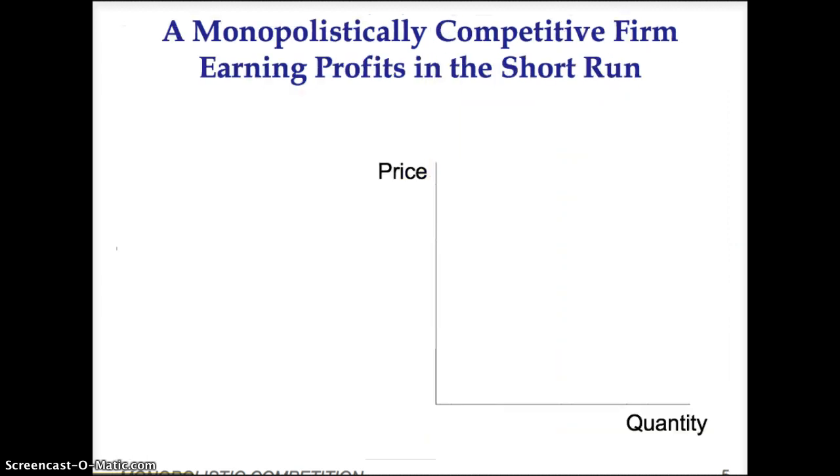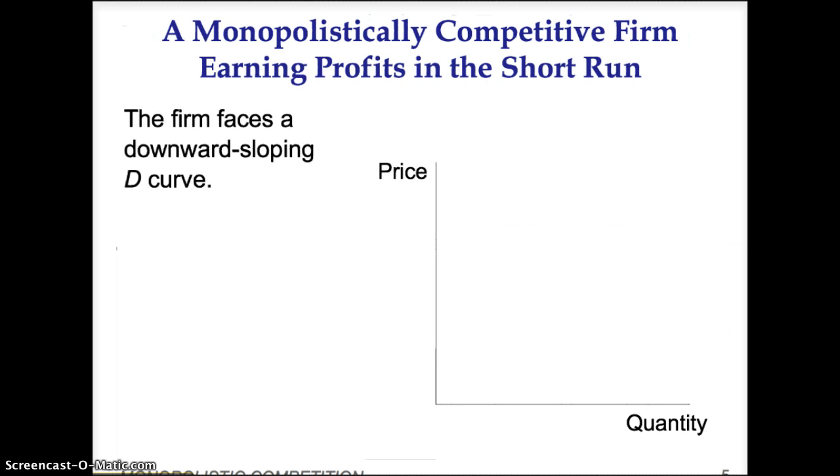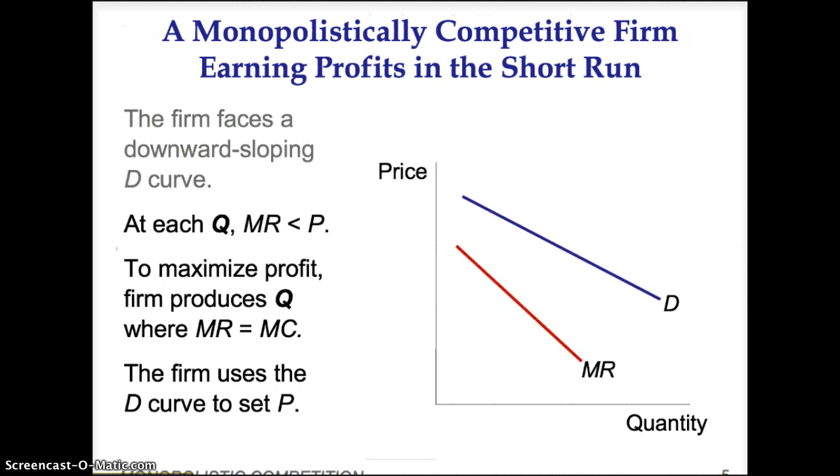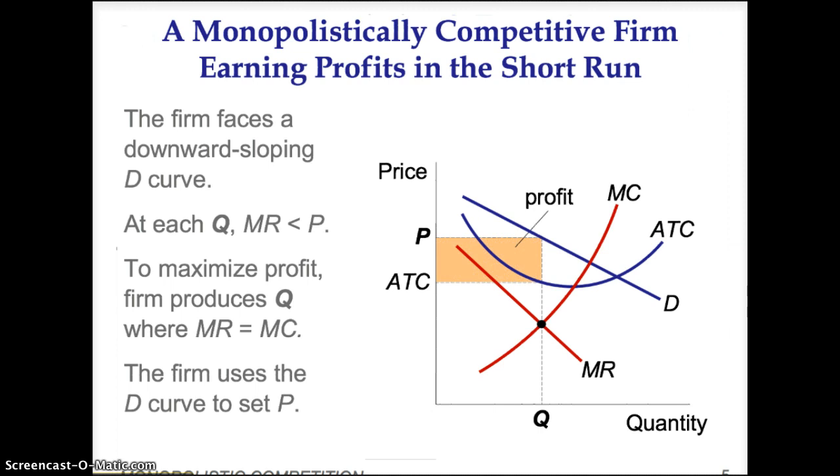A monopolistically competitive firm can earn profits in the short run. The firm faces a downward sloping demand curve. At each quantity, marginal revenue is less than price. To maximize profit, the firm should produce a quantity where marginal revenue equals marginal cost. The firm will use the demand curve to set the price. Profit is the difference between price and average total cost multiplied by the quantity being sold. It's shaded in as the tan shaded area on the diagram.